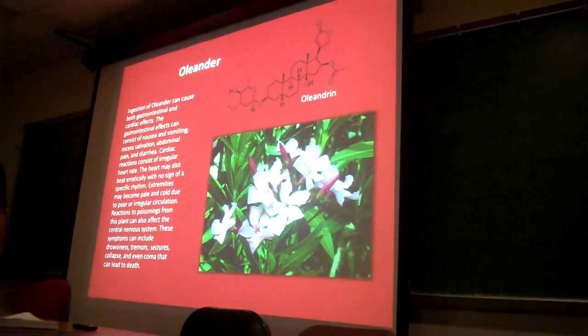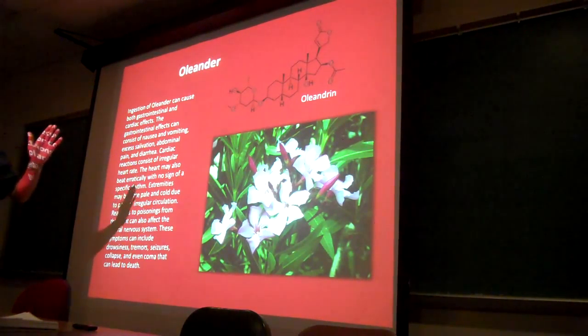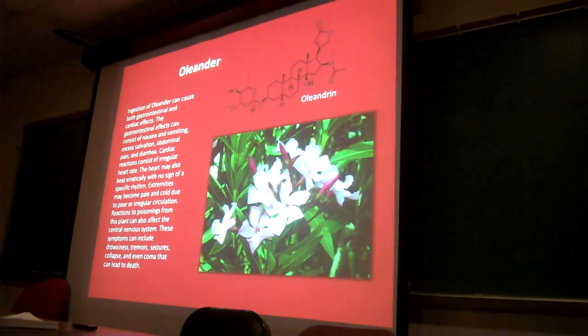But look at the symptoms now. I have no idea. I'm not even sure it's known. I think I just took this off of Wikipedia or something. They didn't say anything about what receptors were being worked on, so they may not know yet. But look at the symptoms. Nausea, vomiting, salivation, abdominal pain, diarrhea. What do you think it's doing?